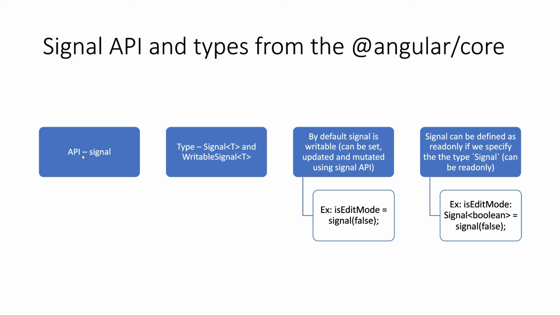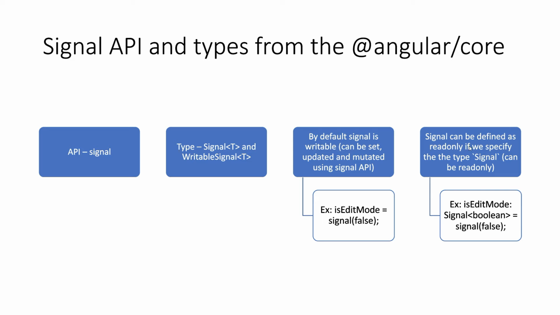So there is the signal API from Angular core, and there are types from Angular core: Signal, which is the generic type, and WritableSignal. By default, a signal is writable, and can be set, updated and mutated using the signal API. So whenever we define a signal with any type, by default it's writable. It means we can apply operations like set, update and mutate.